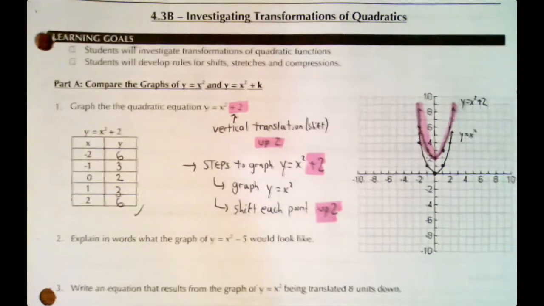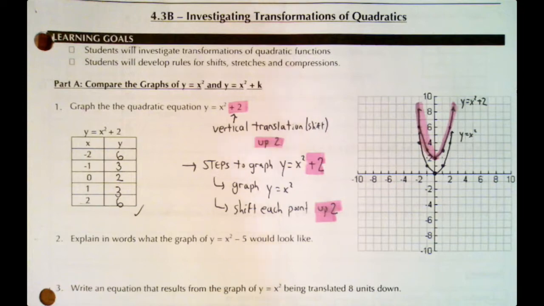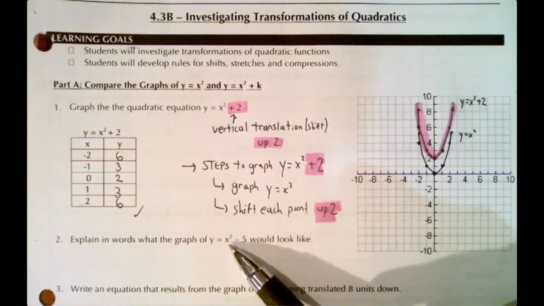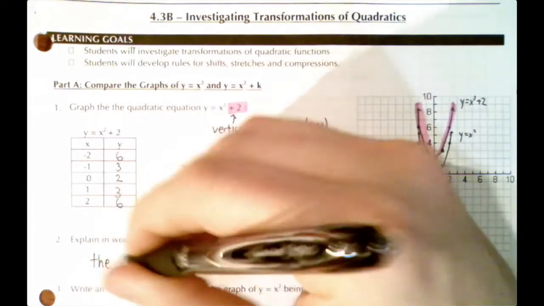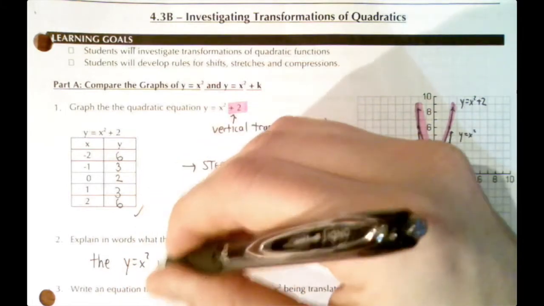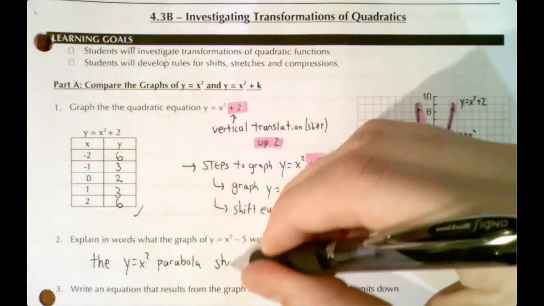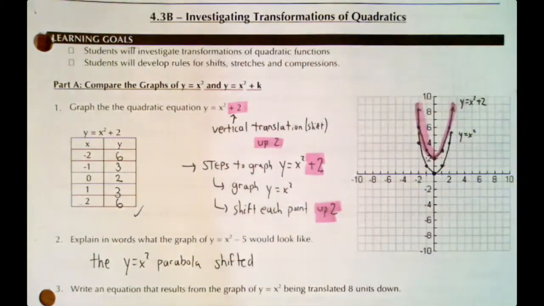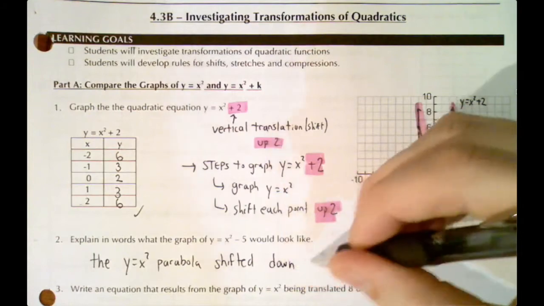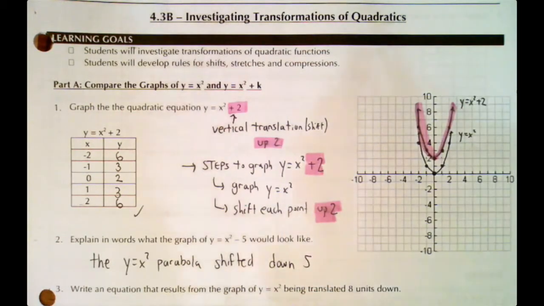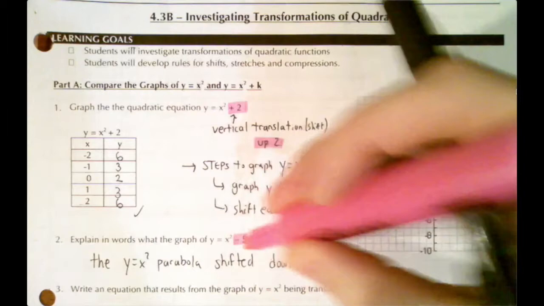So this is called graphing using transformations. If you can pick out the transformation, you can graph the original and then shift it up 2. Explain in words what the graph of y equals x squared minus 5 would look like. Well, it would be the y equals x squared parabola shifted down 5. Why down 5? Well, because of this minus 5.